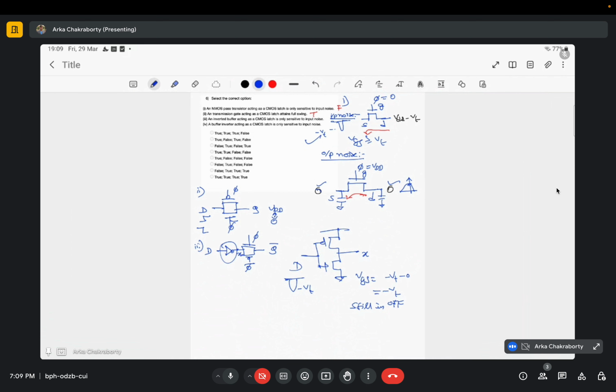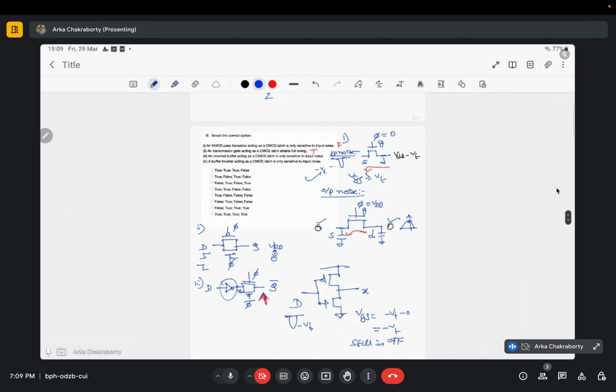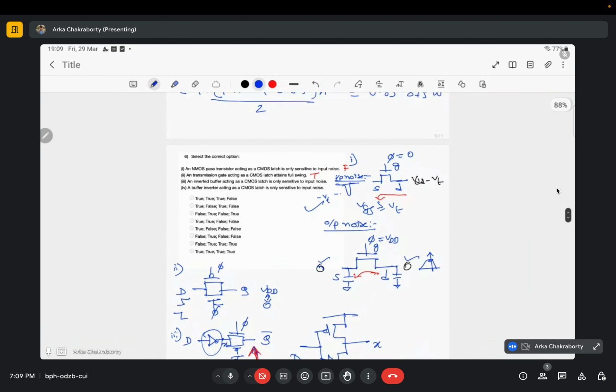So it will become insensitive to any kind of input noise. Output noise will be present, like if any noise comes at this node, then output noise will affect it. If it comes here, output noise will affect it, but it will become insensitive to input noise. So the third statement, that it is sensitive to input noise, is false.